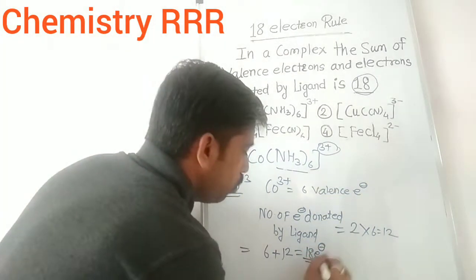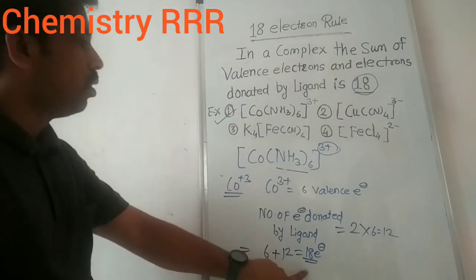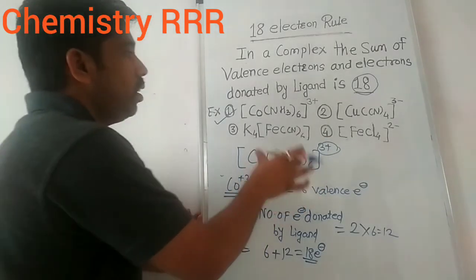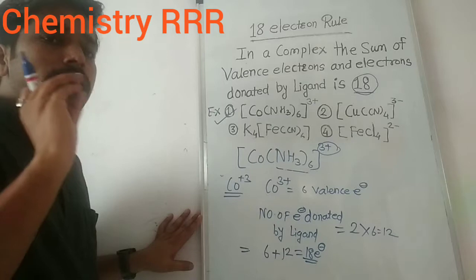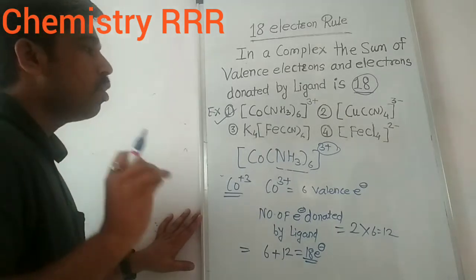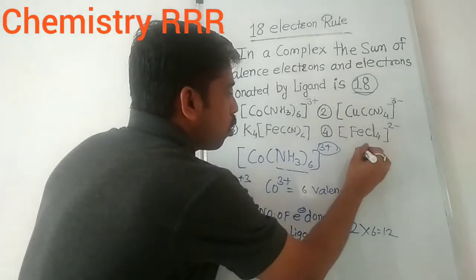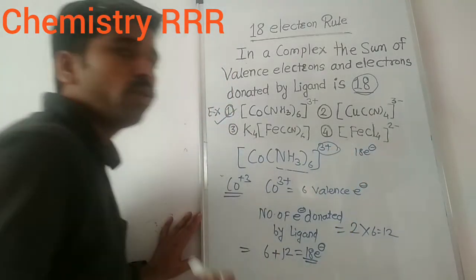Therefore the cobalt ammonia 6 plus 3 complex obeys the 18 electron rule and it is a stable complex. Now the question arises in your mind: why is an 18 electron complex a stable complex?